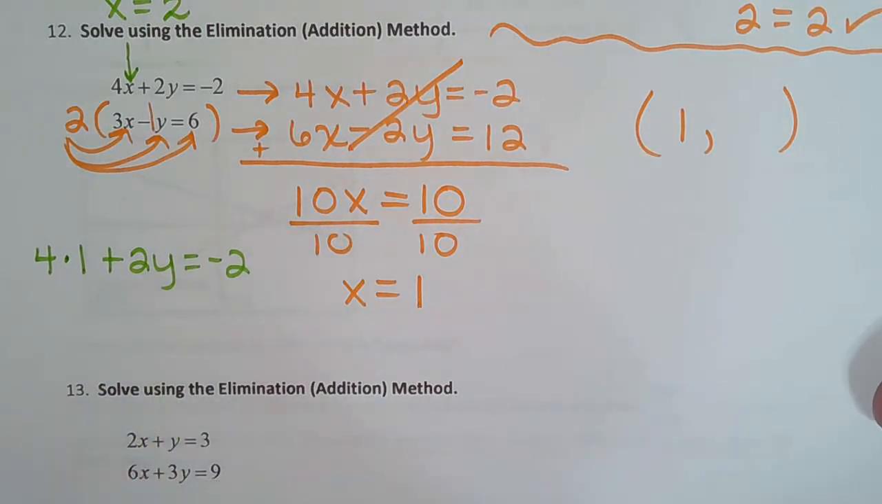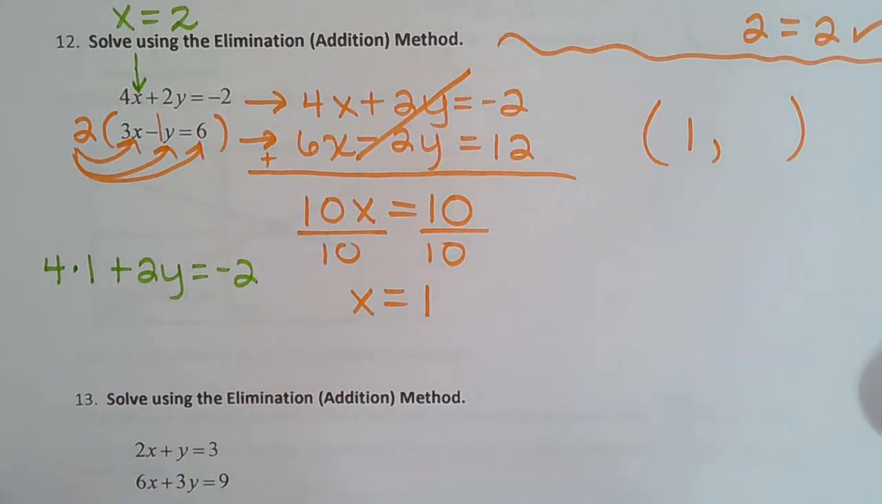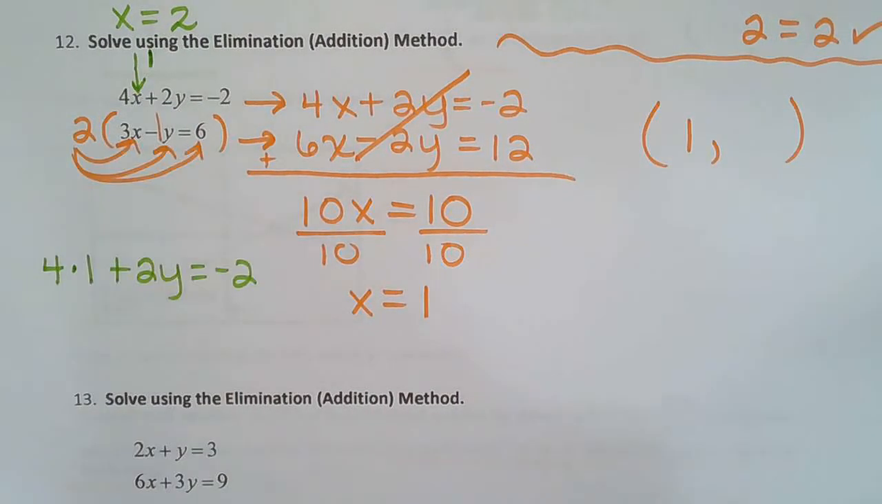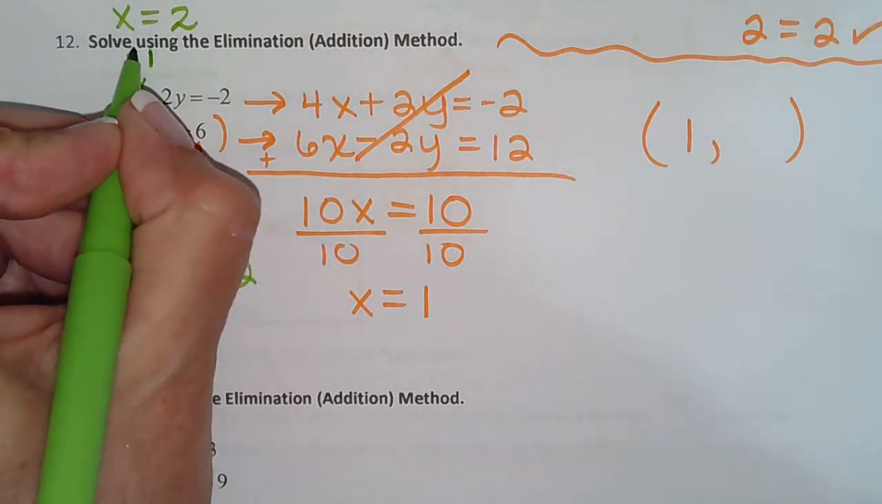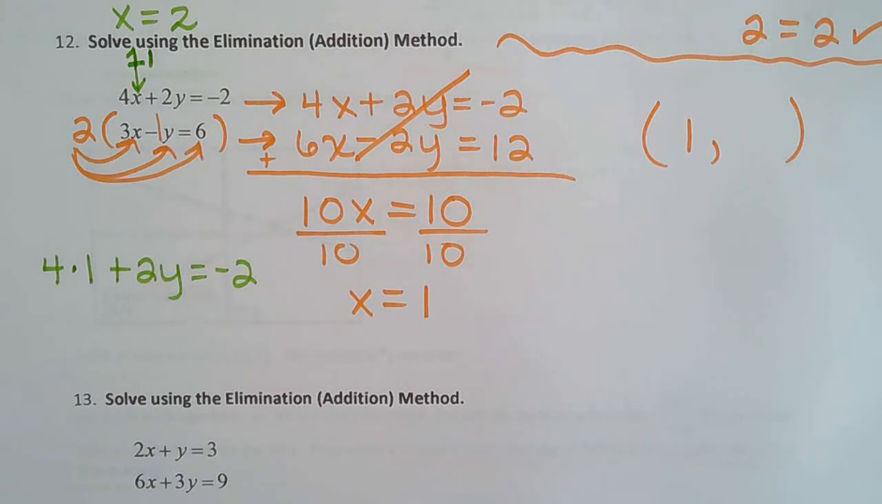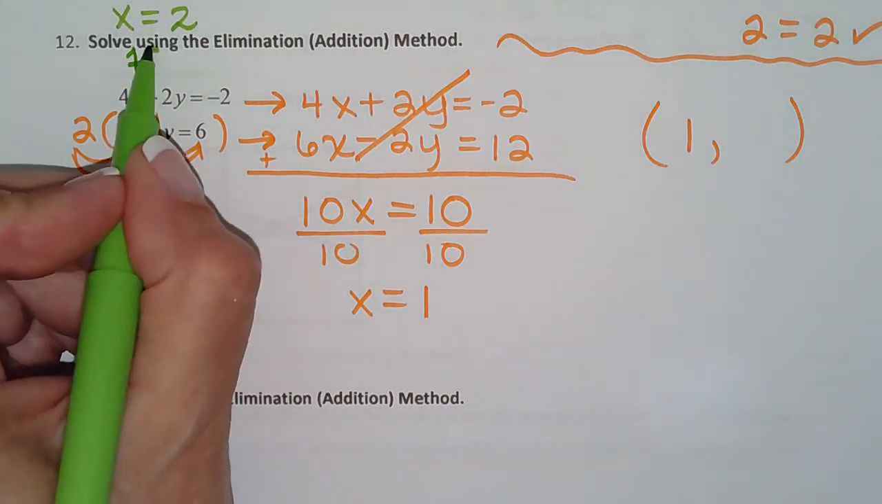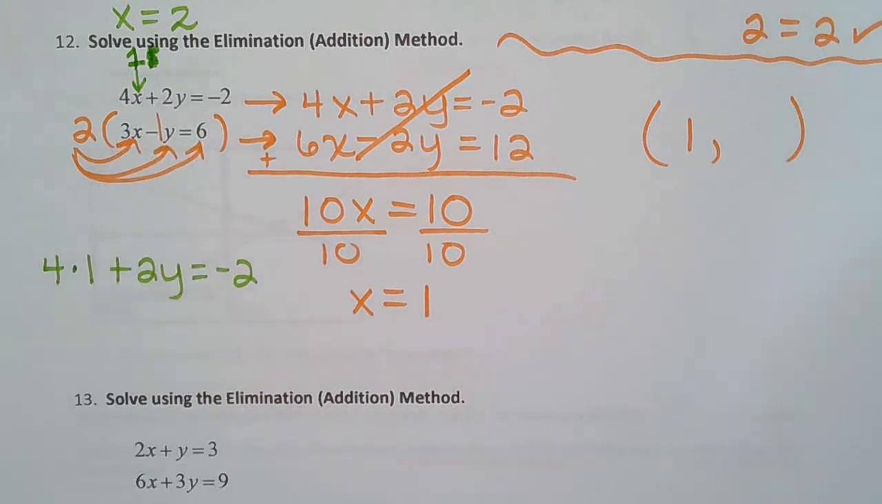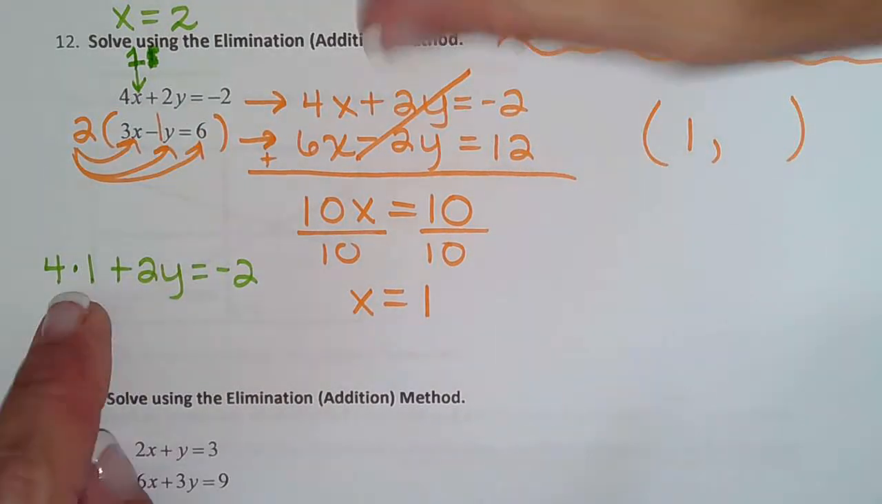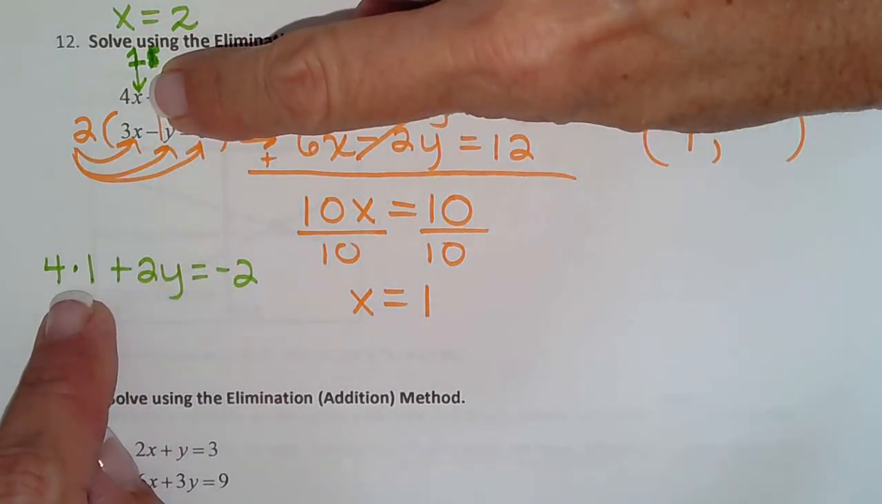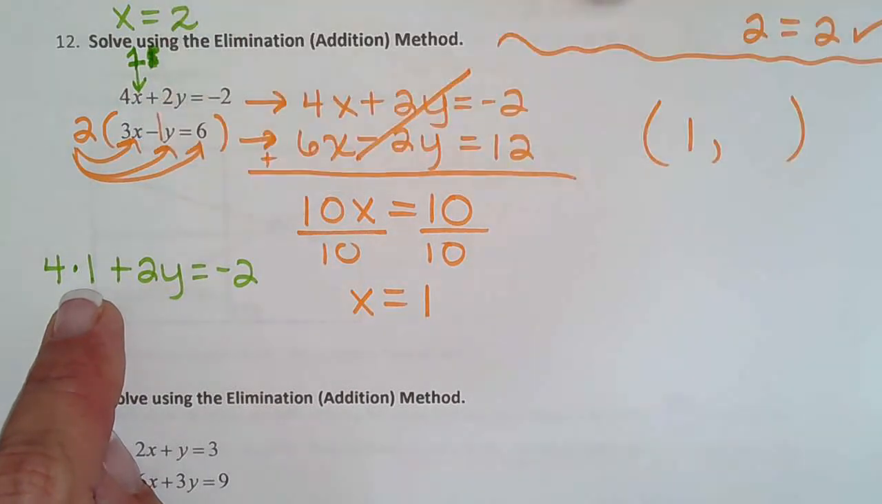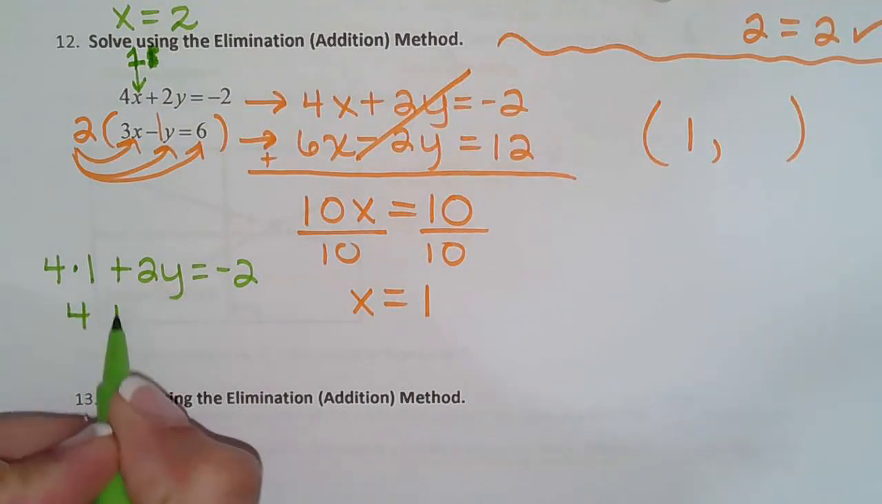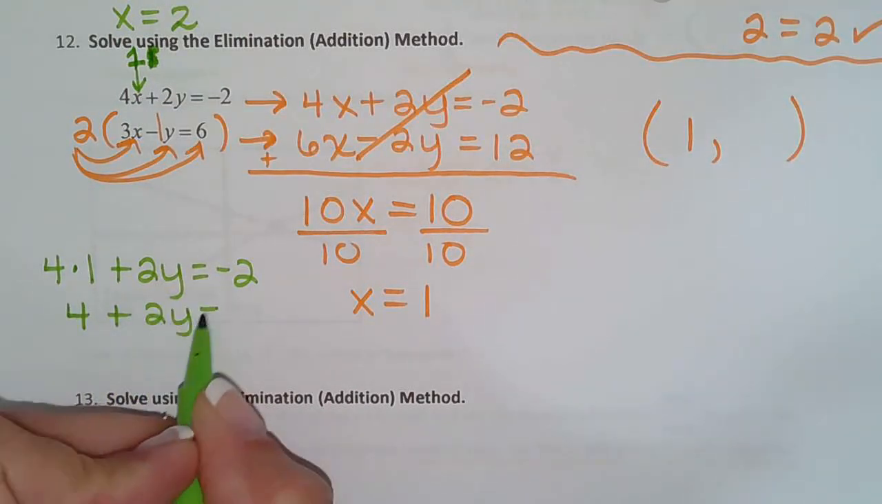And remember, it doesn't matter which equation. I forgot to put my 1. Well, I did put my 1, but it ran into my arrow. So it doesn't matter which equation we use, we'll all get the same answer. So don't think there's a right one and a wrong one. So I'm putting it in for this x. X is 1. I could have put it in for that. So we get 4 plus 2y equals negative 2.